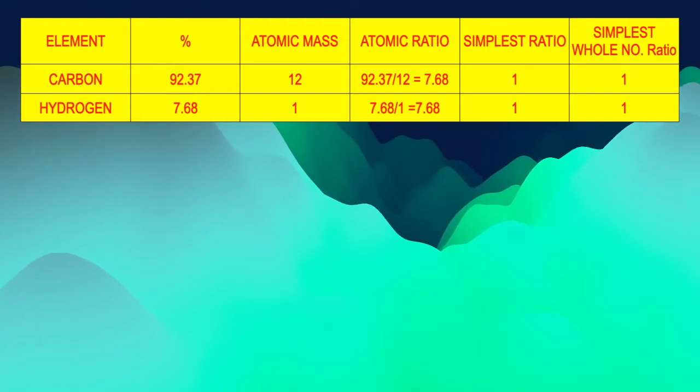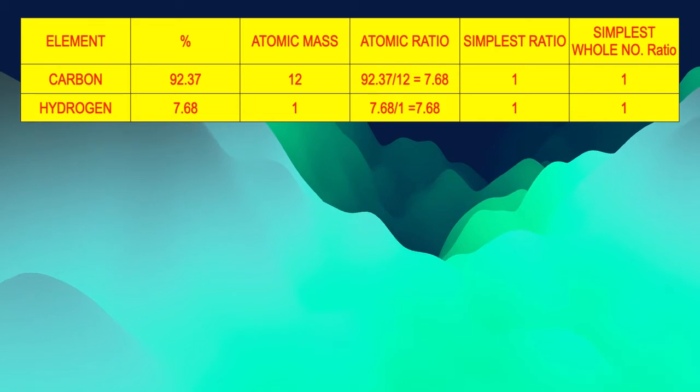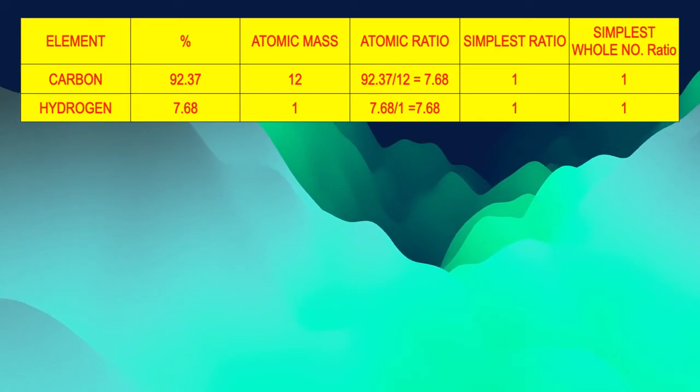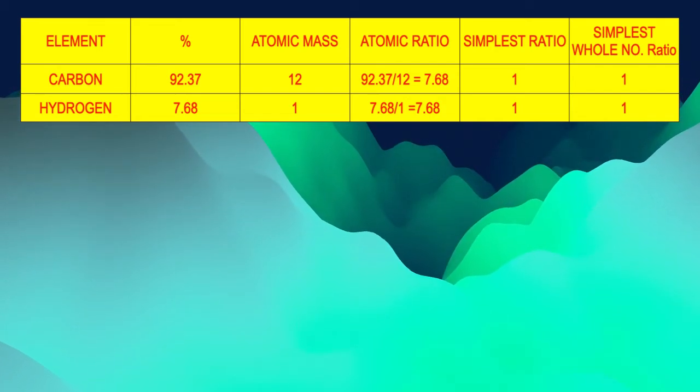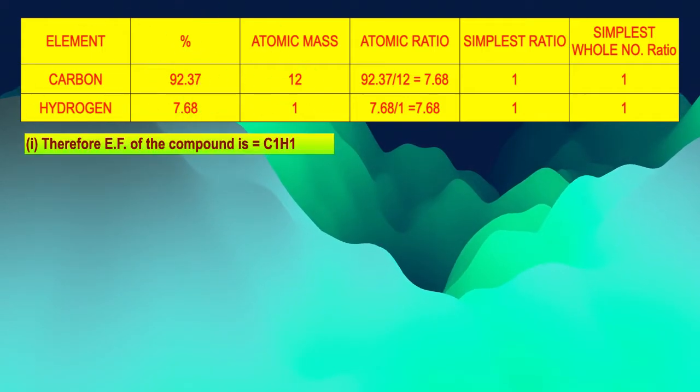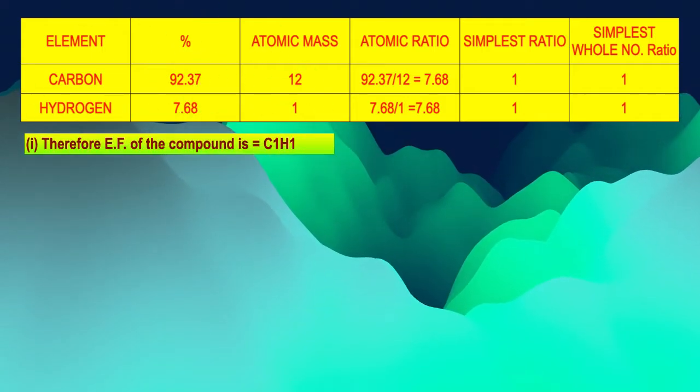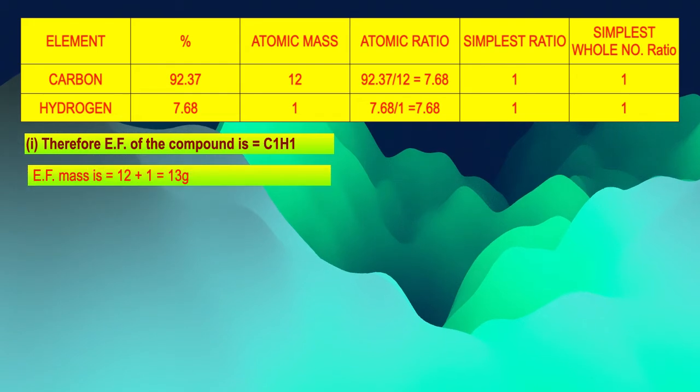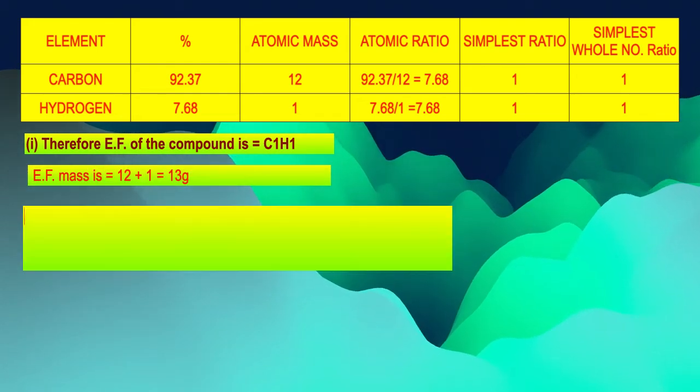7.68 is the same, 1. The simplest whole number ratio will be 1 also, and the empirical formula will be C1H1. Empirical formula mass will be 12 plus 1, 13 gram.